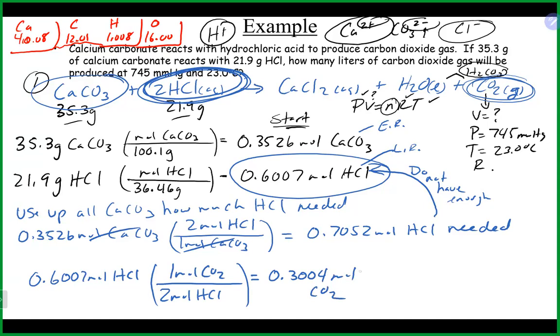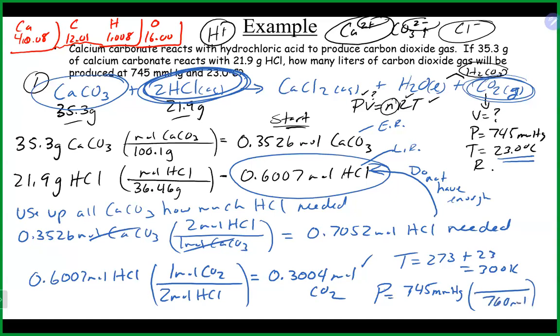Now that we have the moles of CO2, we need to do some conversions before we go into the gas law. So our temperature needs to be 273 plus 23, which is 300 Kelvin. We also need to convert our pressure, 745 millimeters of mercury divided by 760, to put it into atmospheres, which is what it needs to be in when it goes into the ideal gas law. So 745 divided by 760 is going to give us 0.980 atmospheres.